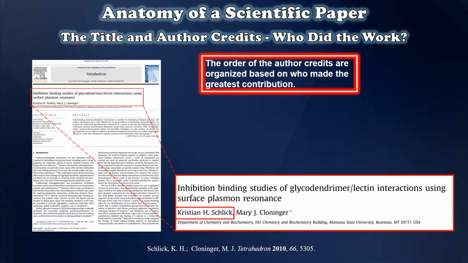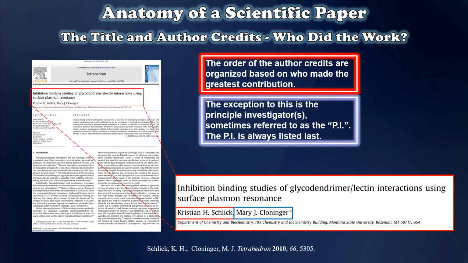The authors are credited in a very specific order. The order of the author credits always begins with the person who made the greatest contribution to the work. Then they're listed in decreasing order. Now in this case, there was only one additional author besides the principal investigator, so there's only one place for that author's name to be. Christian H. Schlick was the person who went into the lab and did most of the work on this paper.